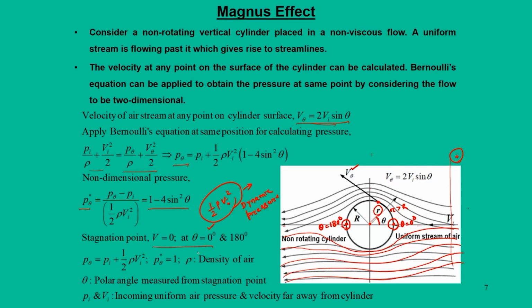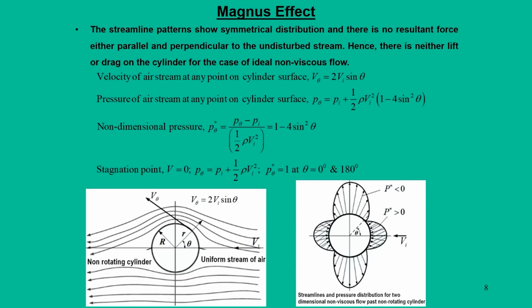Stagnation point means the flow velocity on the surface becomes 0. When velocity becomes 0, the pressure at that point happens to be maximum. So we can say that at the stagnation point, P star theta is equal to 1 and velocity is 0.